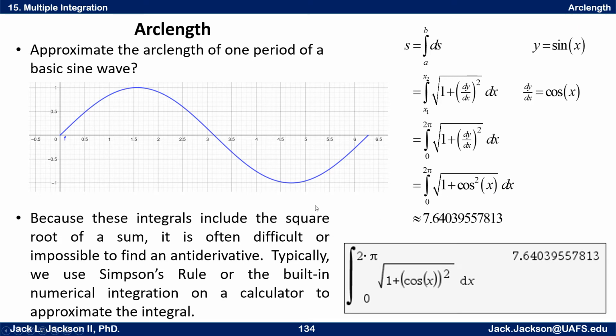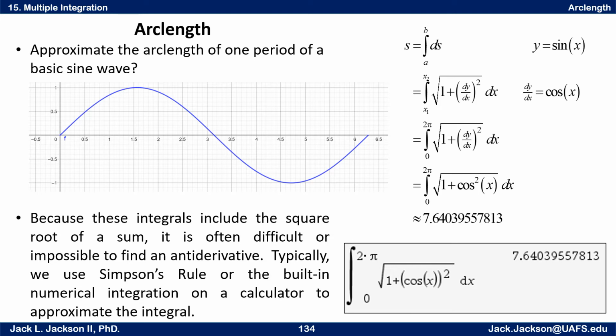Now, because of this square root of a sum of squares inside here, these integrals are often very difficult to do. The ones that you can do usually involve something like a trig substitution, but many of them are even impossible to do, or at the very least very, very difficult to do. And when I say do, I mean find an antiderivative.